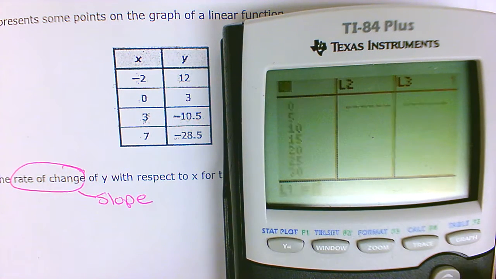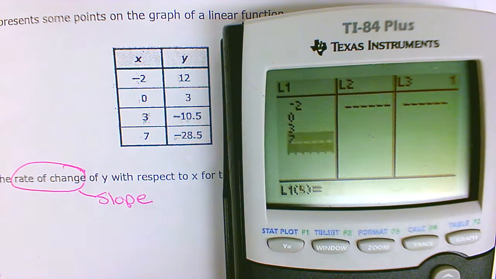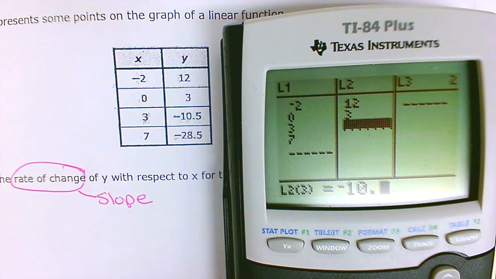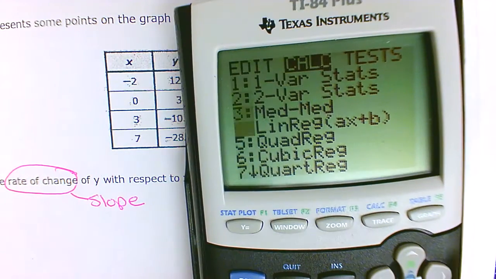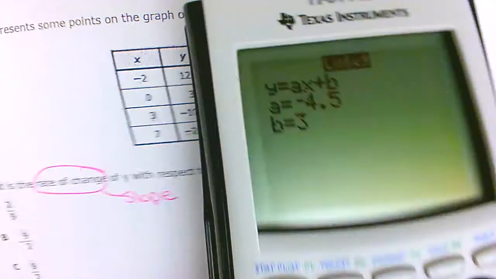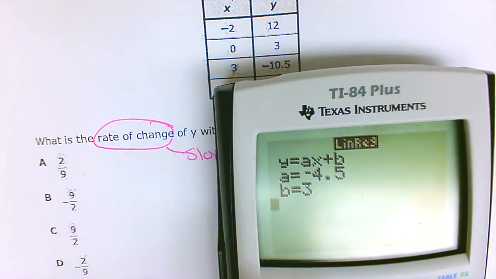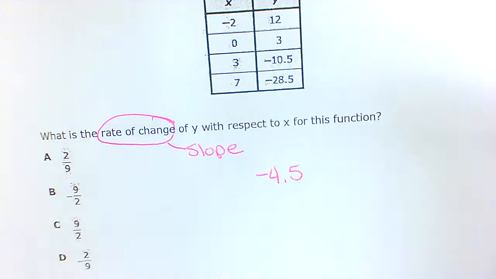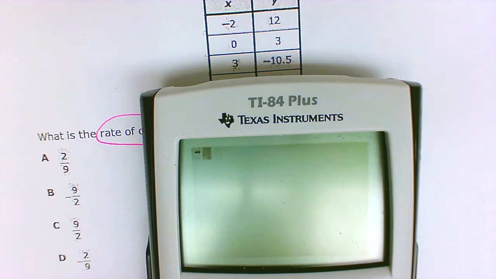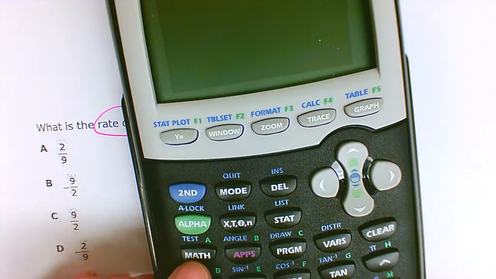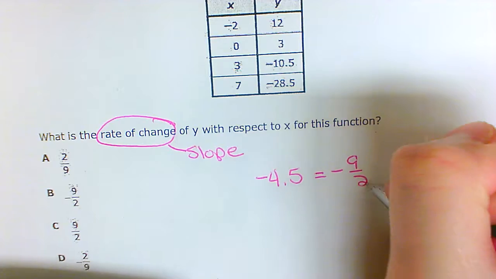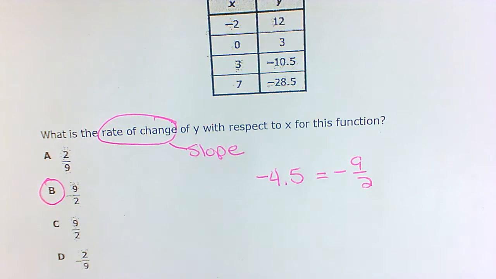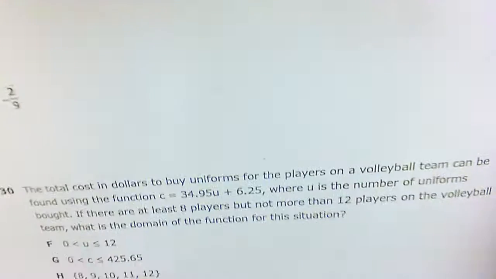If I go into stat edit and I enter in the points, and this time I'm going to do it right. Let's see. And I go to Stat Calculate. We are talking about a linear function, so I know I'm selecting number 4. And we are looking for the rate of change. Now I got negative 4.5. Now my answer choices are in fractions, so let's go back to our main screen and type in negative 4.5. If you press Math and then you press Enter twice, it'll give you negative 9 over 2, which means our answer should be B.